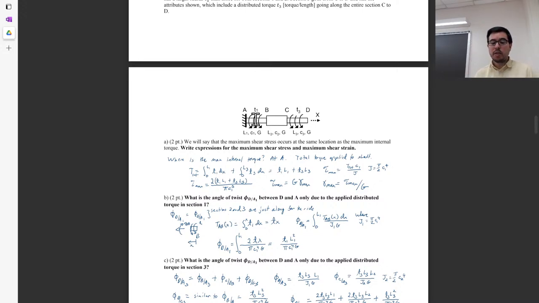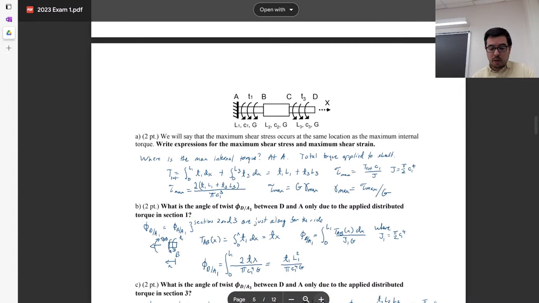So if I remove T1, then the torque in this AB region and the torque in this BC region are the same. Even though they have different cross sections, that internal torque is the same. And that internal torque is going to be that T3 times this. Let me make it a little bit bigger.